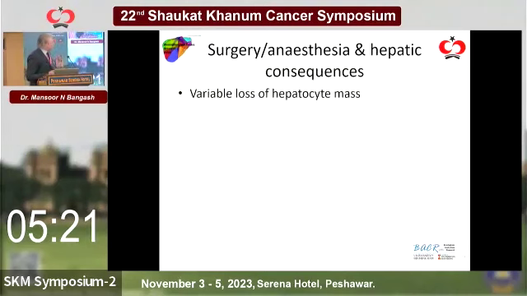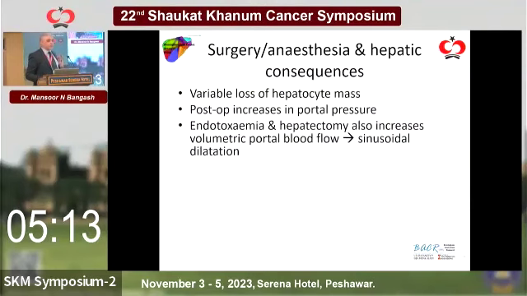So putting all of that together, we know that during these operations and subsequent to them, the patients are going to have a variable loss of hepatocyte mass. We know that there's going to be an increase in portal pressure and potentially portal blood flow if the patient's had hepatic resection. And this leads to post-op ascites.